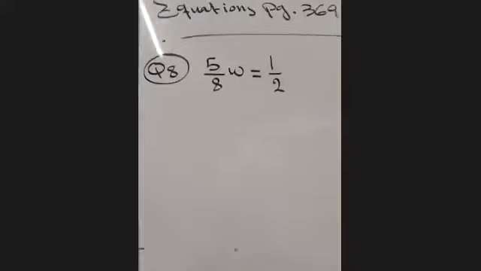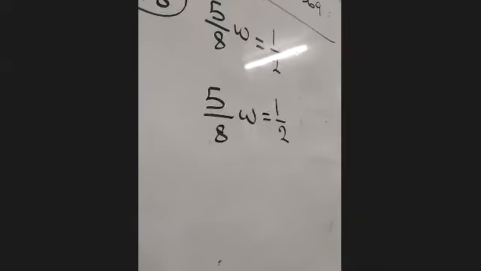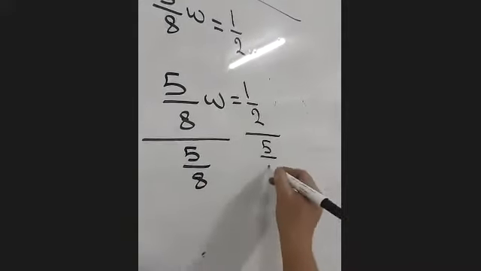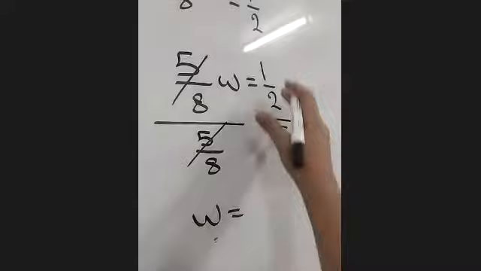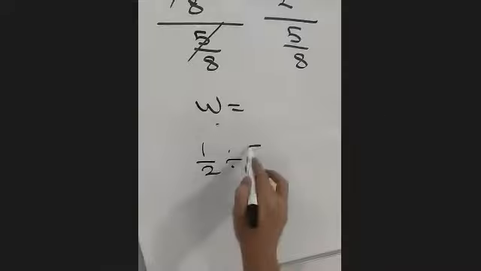Tell me, what's the first step? First, we will rewrite it. 5 over 8 W equals half. Then divide by 5 over 8 on both sides, right? These are gone, so W is still here, and here we do fraction division, 1/2 divided by 5/8.